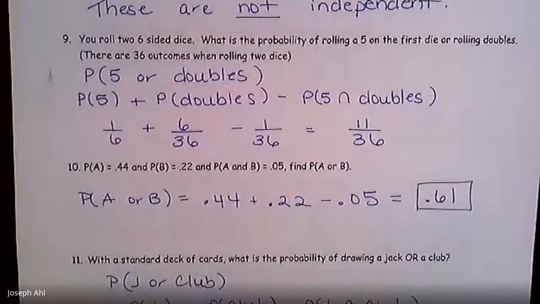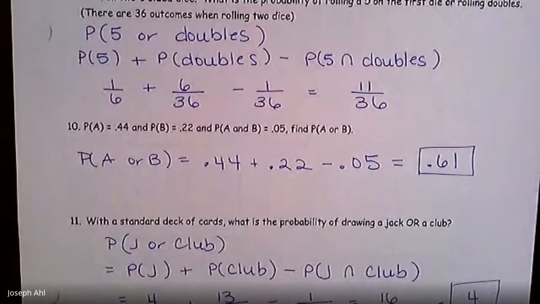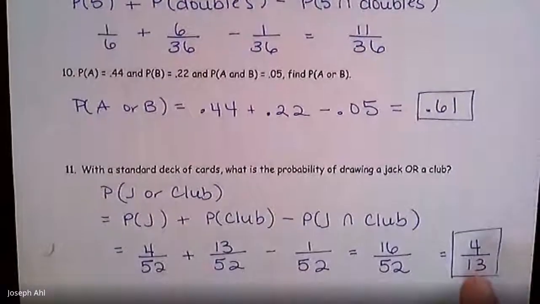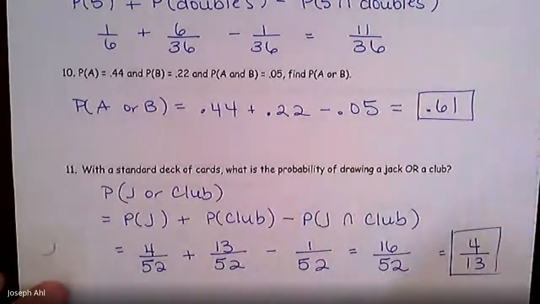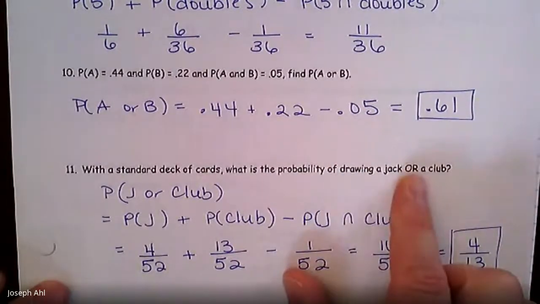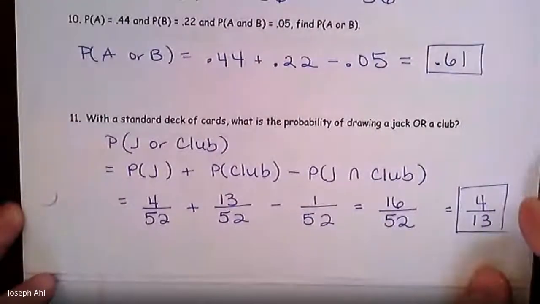Here's about rolling 2 dice, some probabilities here. A probability with or, so we just got to subtract out that intersection. Same thing, if we're doing an or case, you got to subtract out the intersection in this one, which was the jack of clubs. So that total probability would reduce to 4/13.